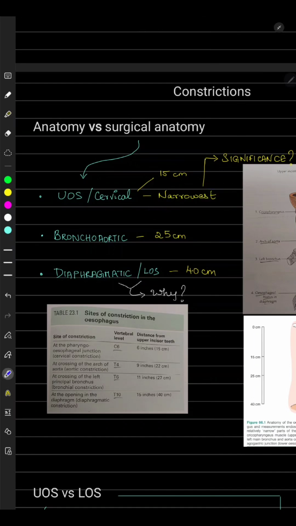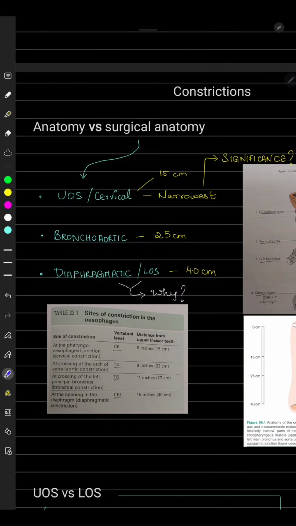That's why it is more prone for a foreign body to get stuck there. So that's the significance of this region. And next we have the bronchoaortic constriction. Again, they clubbed both of them. It's from 25 centimeters, and diaphragmatic we have 40 centimeters.